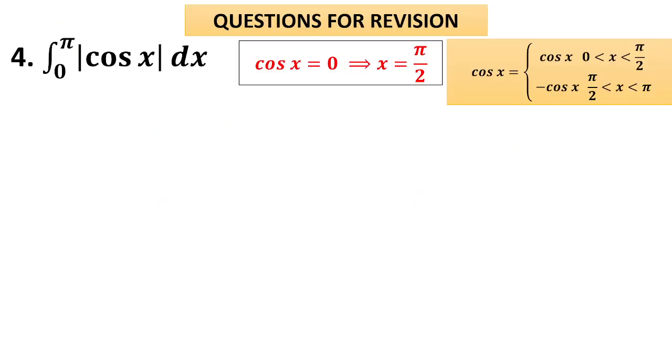simplify it. In the first quadrant, 0 to pi by 2, it is positive. In the second quadrant, pi by 2 to pi, it is negative.